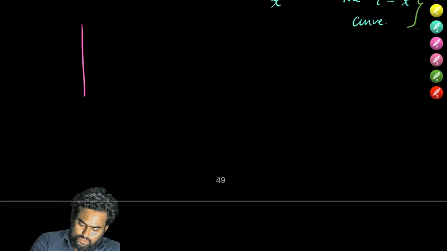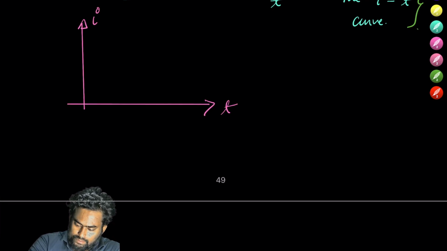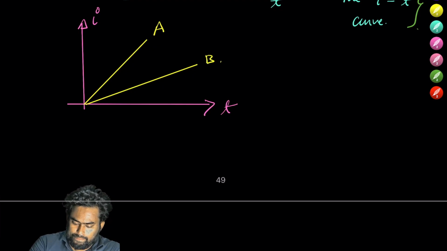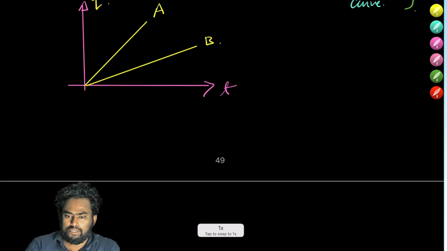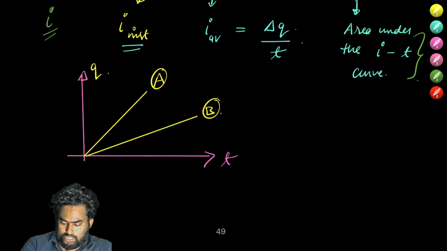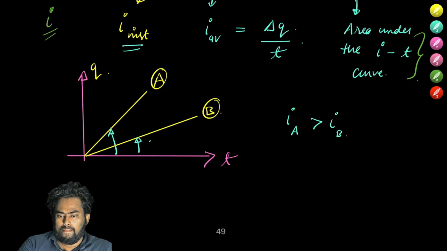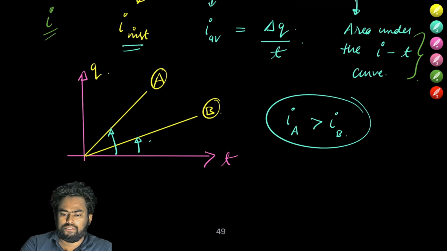Okay, so for example, current versus time graph is given for A and for B. Okay, not current but charge versus time. Take it as a charge versus time graph. So the charge versus time graph is given for A and B. So which current is more? The current in the first case is more than the current in B, because here the slope of A is more than the slope of B. So the current in A is more than the current in B.